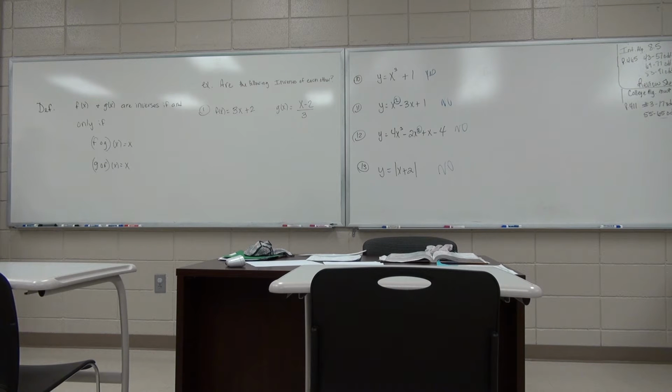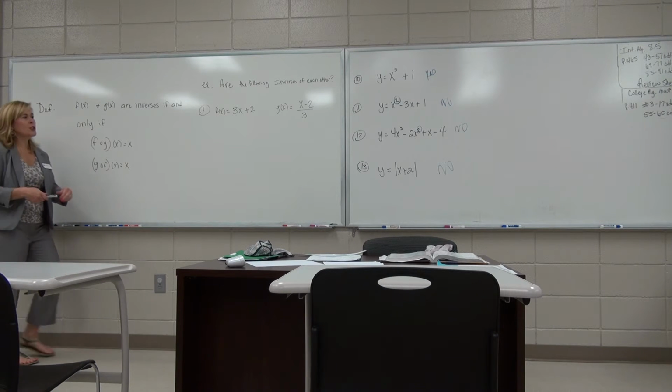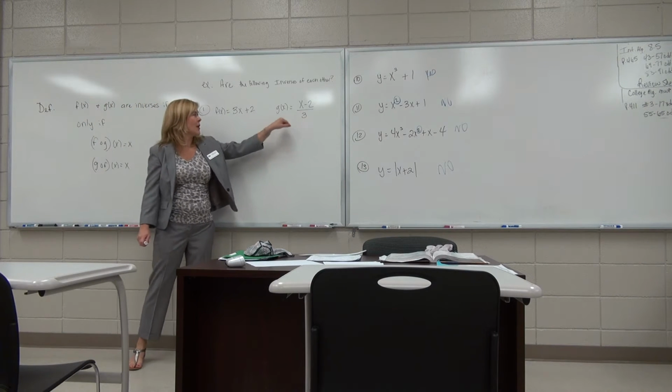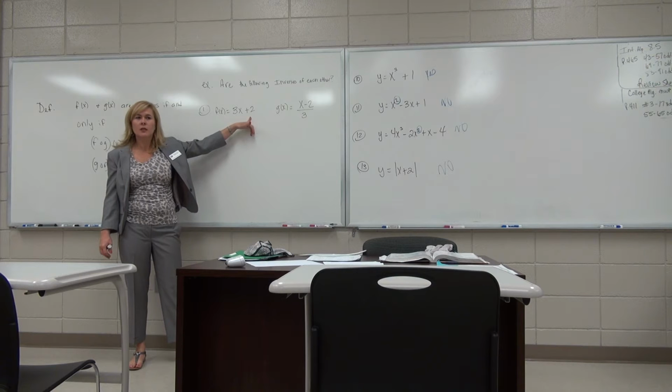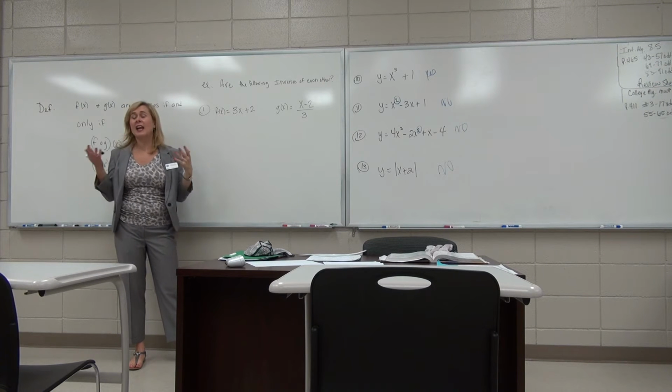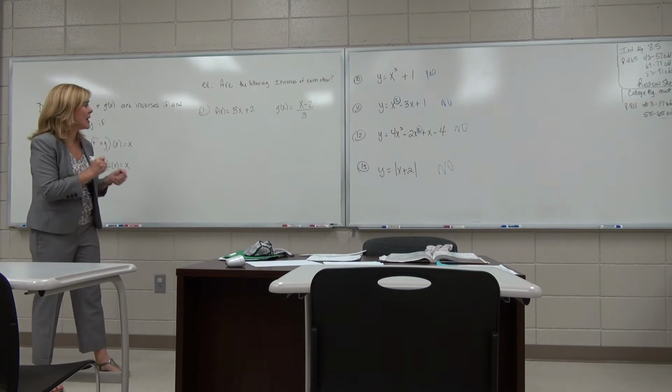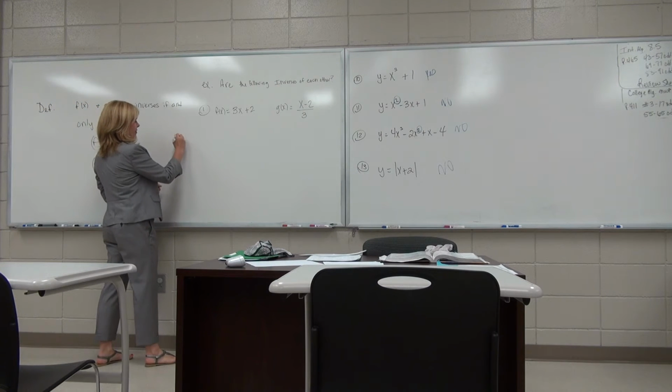Well, let's think. I told you earlier, inverses are opposite. So let's look at the first one. What's the opposite of multiplying by 3? Dividing by 3. What's the opposite of adding 2? Subtracting. So you look at this and you think it kind of looks like an opposite. So you would think maybe the answer is going to be yes. But you're going to have to prove it, because sometimes it can be deceiving.